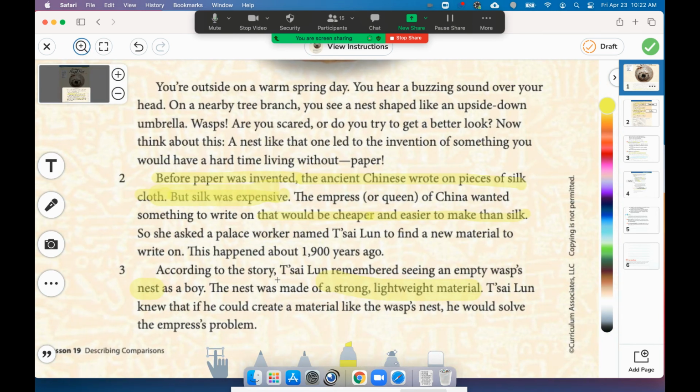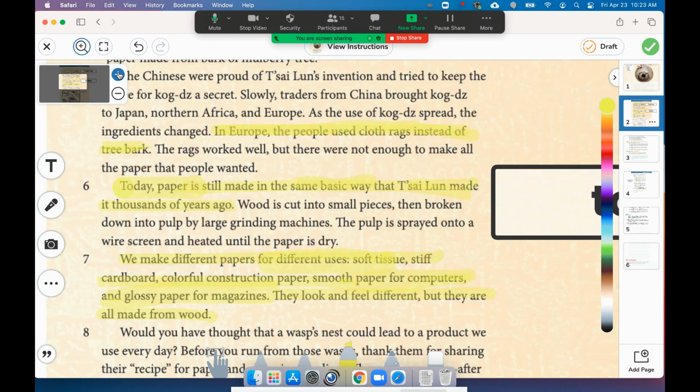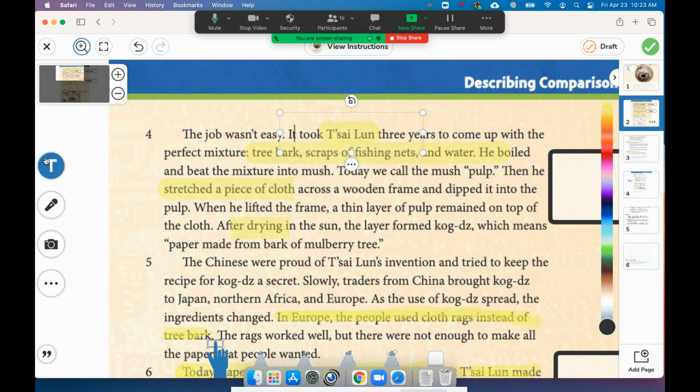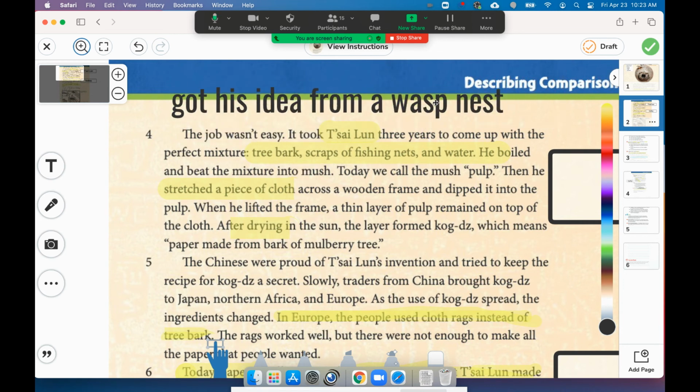According to the story, Sai Lun remembered seeing an empty wasp nest as a boy. The nest was made of a strong, lightweight material. Sai Lun knew that if he could create a material like the wasp's nest, he would solve the empress problem. So in paragraph 3, it's telling us about how he was inspired, or he got his idea from a wasp nest. I'm going to put this right up here just so I remember what paragraph 3 was talking about.